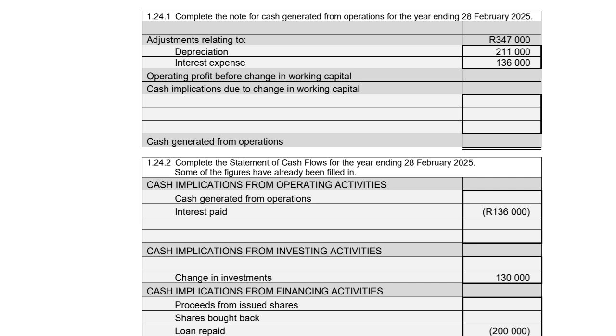1.24.1. Complete the notes for the cash generated from operations for the year ending 28 February 2025. So first we're going to start with the net profit before tax. According to information A, our net profit after tax is 689,500. The income tax is 295,500. So the net profit before tax will be your 689,500 plus 295,500 to give you 985,000 Rand.